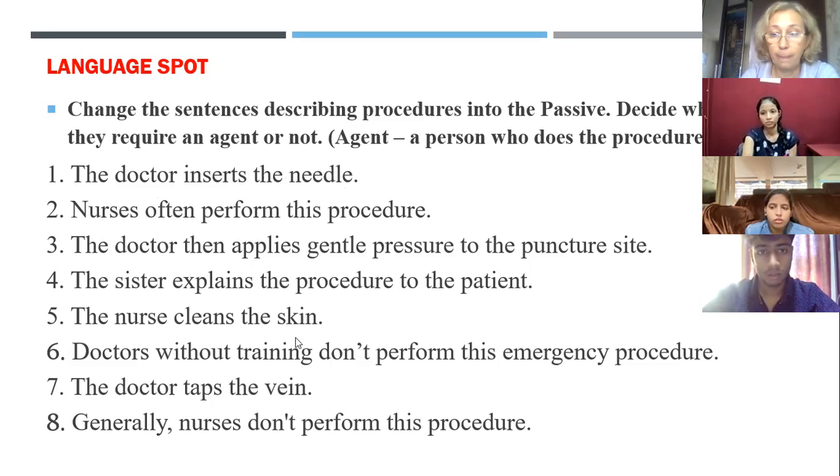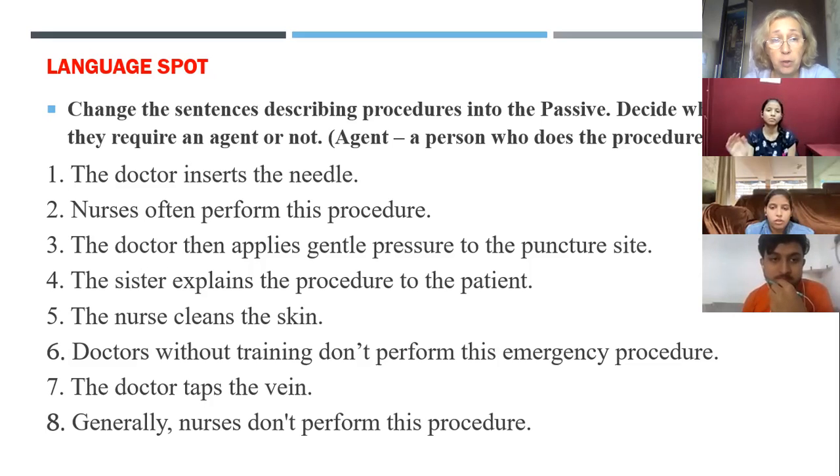The first sentence for you. Ma'am, the doctor inserted the needle. So, ma'am, we can change it like the needle is inserted by the doctor. Do we need by the doctor, or is it optional? I think it's not optional because the needle is often inserted by the doctor.